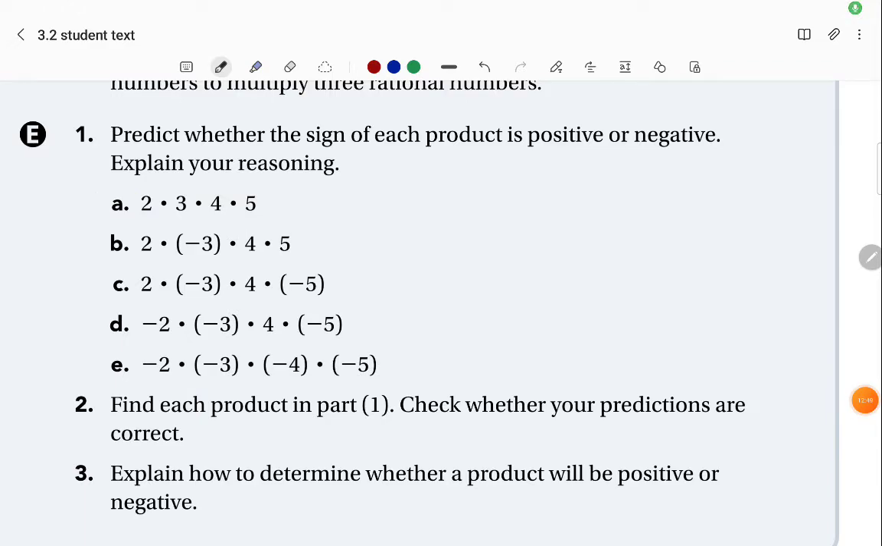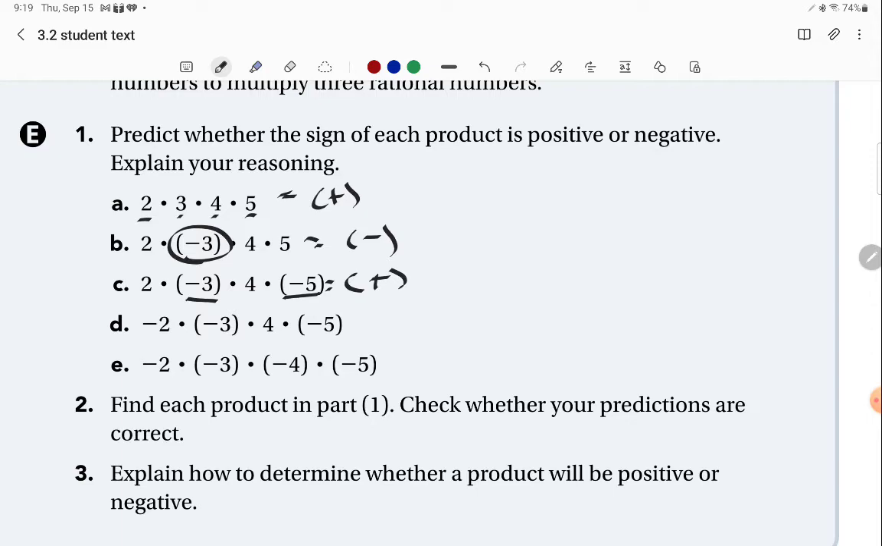Okay, so in part A, you should have that this is going to be a positive product because all of these numbers are positive. Part B, you should have that this is a negative because there is 1 negative in there. Part C, this is going to be positive because there are 2 negatives in there. 2 negatives multiplied to give you a positive.